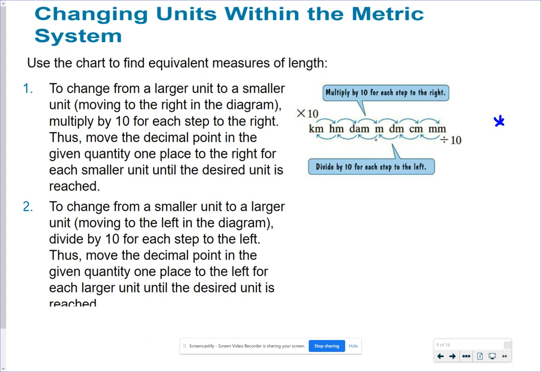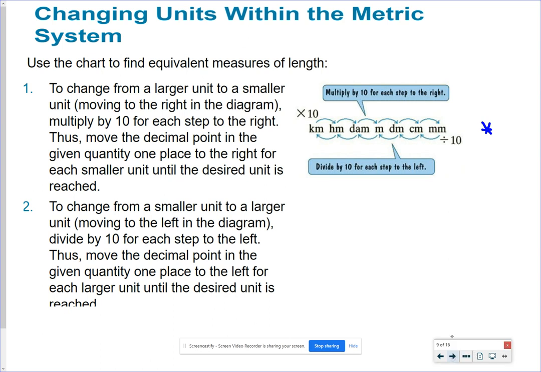If I have a meter and I want to know how many decimeters are in that, I multiply by 10. Okay? If I have a meter and I want to know how many centimeters, I multiply it by 100, 10 twice, right? If I'm going this way, if I have meters and I want to know how many decameters, I divide by 10, and so forth and so forth. Okay? All right. So I'm going to use this little chart that they have. And you can refer back to this.